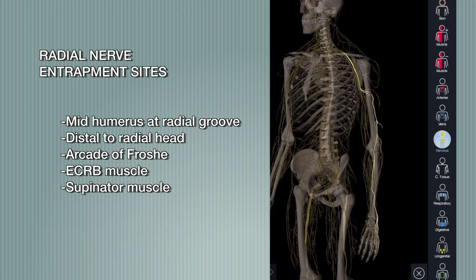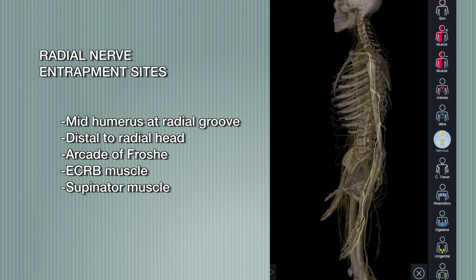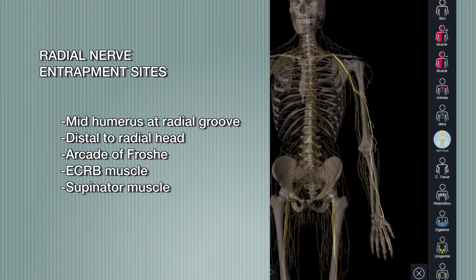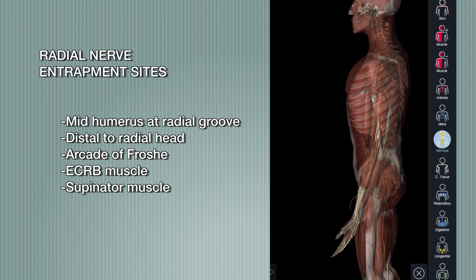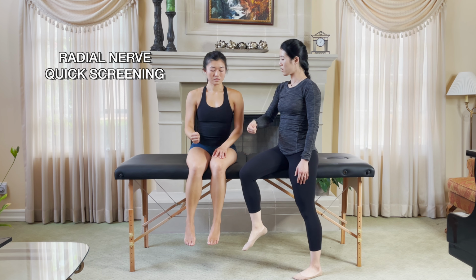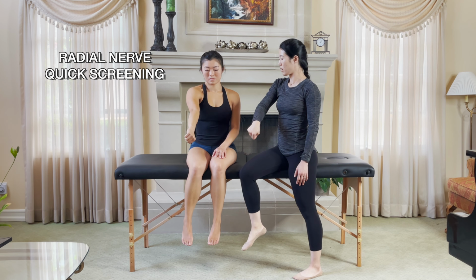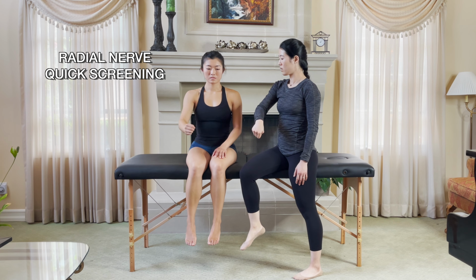Because the radial nerve spirals around that tricep area all the way to the forearm, make sure you do a good palpation at each of the entrapment sites. For the radial nerve, put your thumb in your fist and sword fight. Make sure you internally rotate.